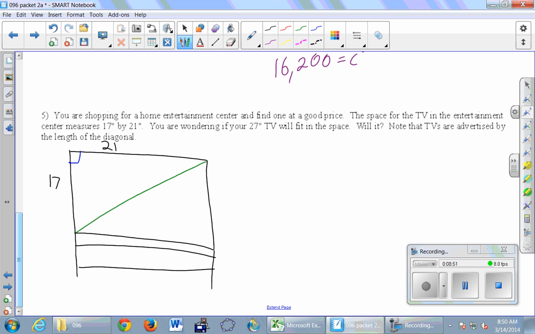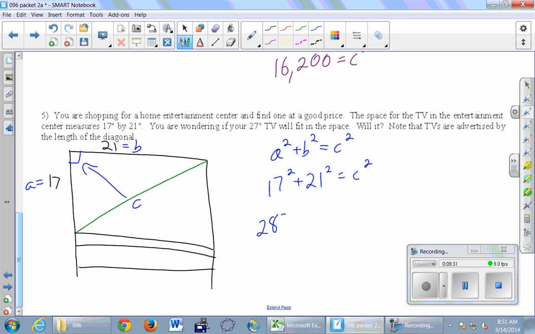Now the most important letter to identify is the C. Is the C 17, 21, or unknown? It's unknown. It's the one that's opposite the right angle, okay? And you can call the A and the B either of these numbers. The C is the really important one. Okay, so we'll use our favorite equation for today. A squared plus B squared is C squared. So that means 17 squared plus 21 squared is C squared.